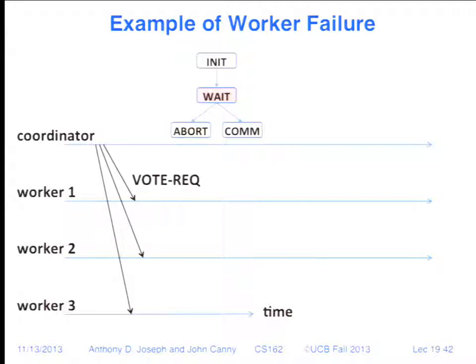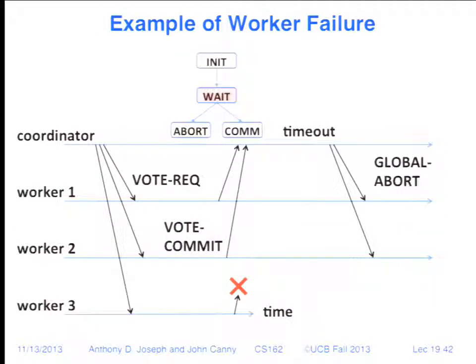And here's that situation with a timeline. The coordinator broadcasts vote requests. Some of them come back, but one of the nodes dies or the message is lost. So after a timeout, the coordinator decides, okay, this didn't work out, and it'll send its abort message.